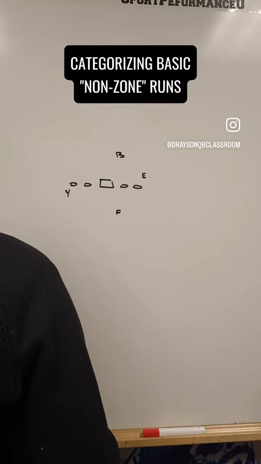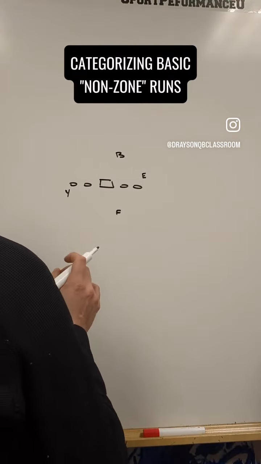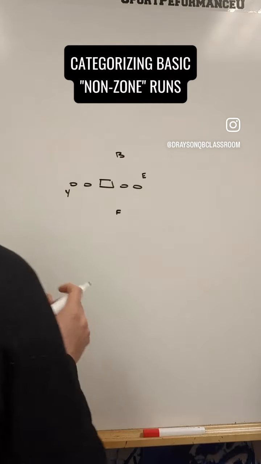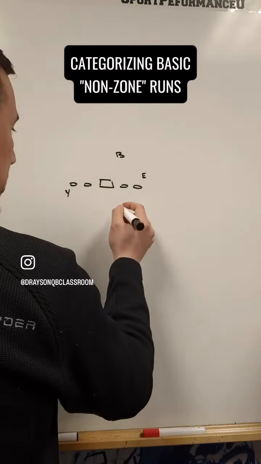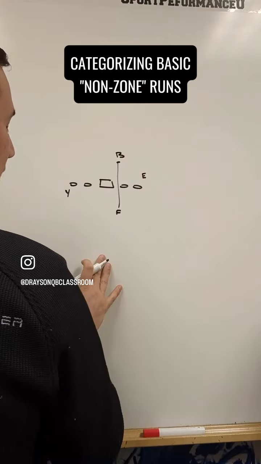All right, guys, I've put up a couple of zone things on categorizing zone run. Here we're going to talk about some of the man schemes. Someone had specifically asked for ISO, trap, counter, and power. So talking ISO first, ISO just means we've got a backfield player who is taking a second level player.